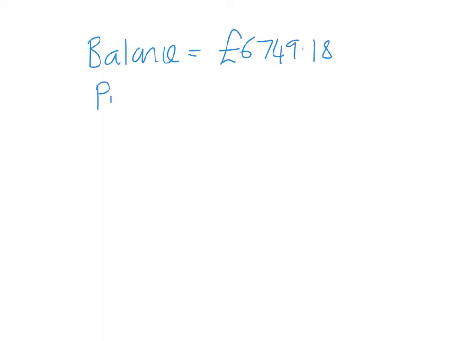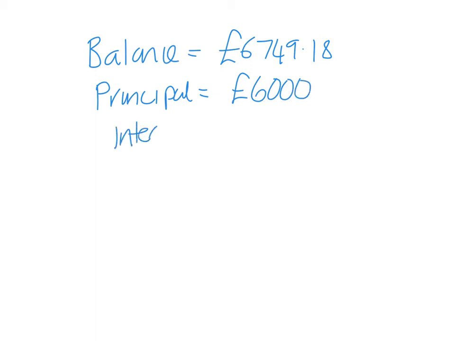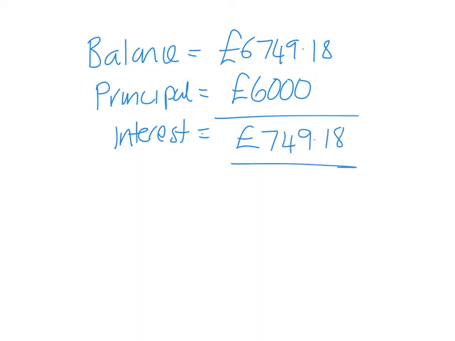So the balance that we were left with there was £6,749.18. The principal amount, so that means the amount that we originally put in, was £6,000. And so the interest that we earned was the extra that we had at the end. So we're just going to do a subtraction. So that was obviously £749.18. So for having the £6,000 in the bank for 3 years, we've earned £749.18.